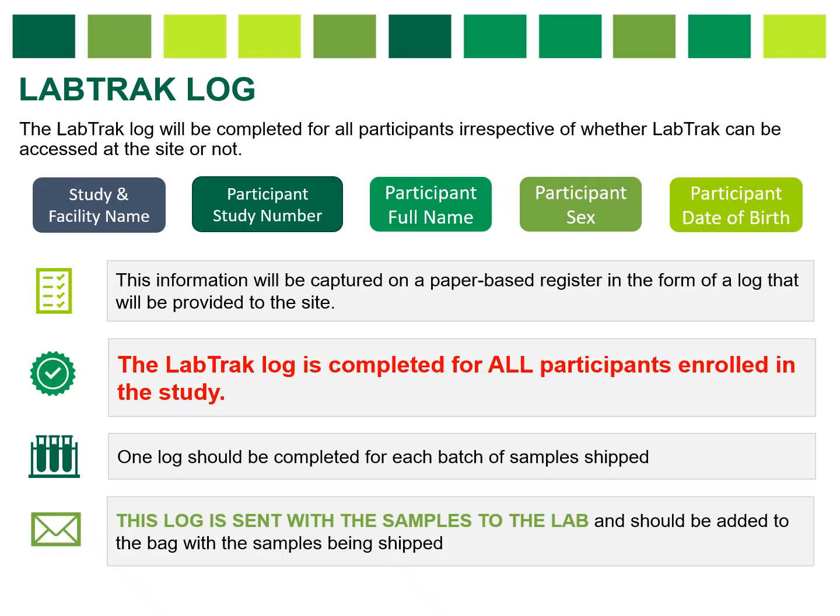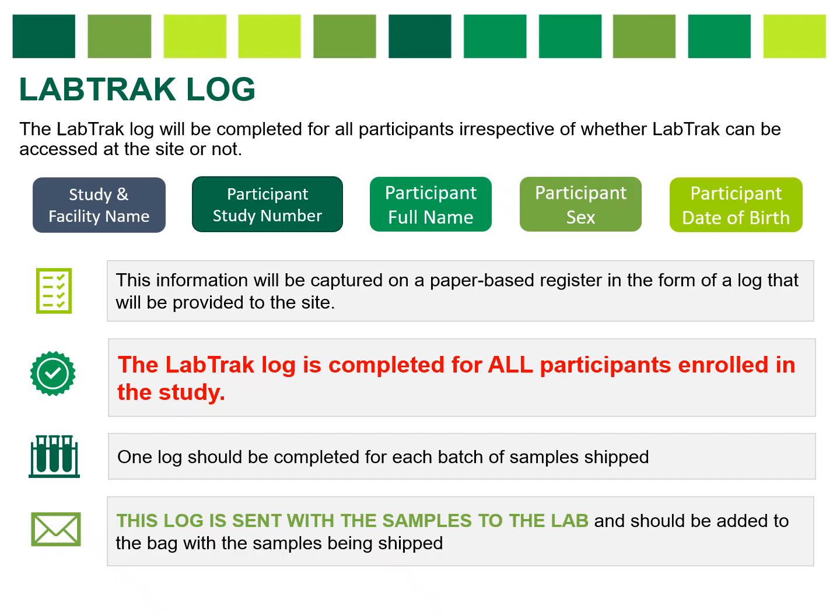This is also where we need to complete the participant's full name, and that's for us to find them on LabTrack. It is important to have other identifiers such as their sex and their date of birth, so we can ensure the name we do find is the same person as who's had the sample taken.